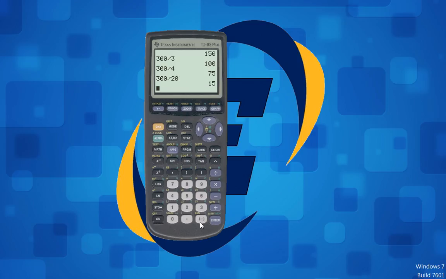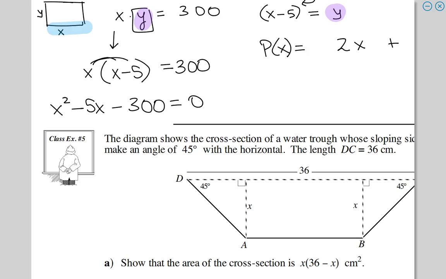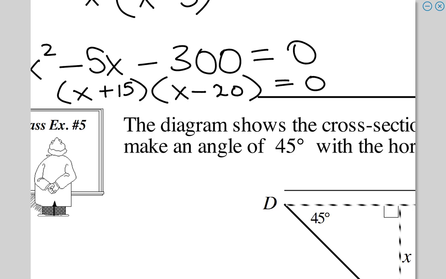Got it? Thank you, Ashwin. So it's 15 and 20, and which one's negative? And it's inspection, so it's quite easy. So x, 15, and 20. Which one's negative? Negative 20 and positive 15, and this is equal to 0. So what are the solutions to this equation? X equals negative 15 and x equals 20.